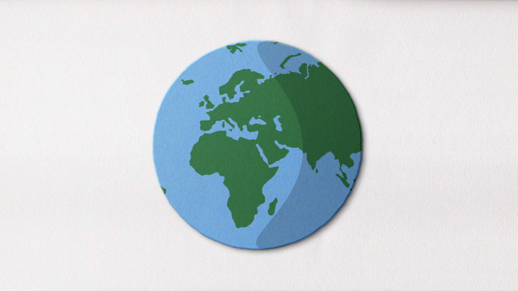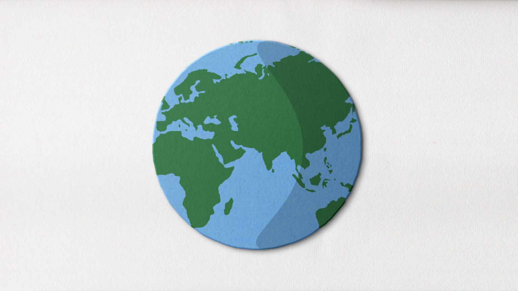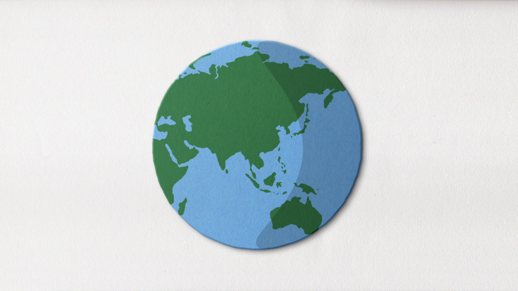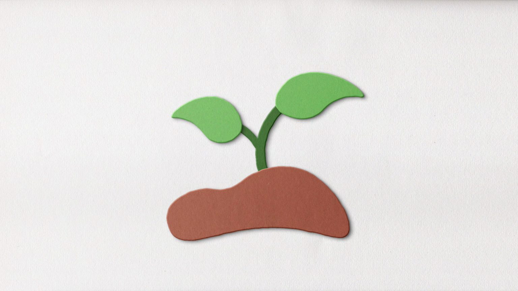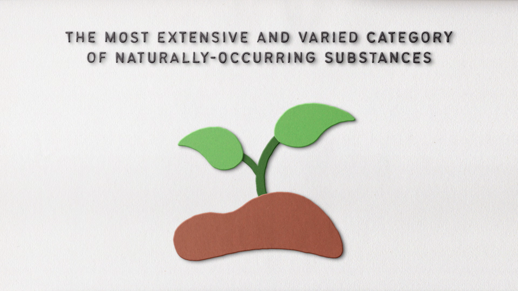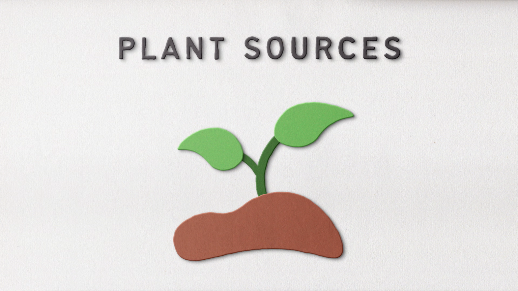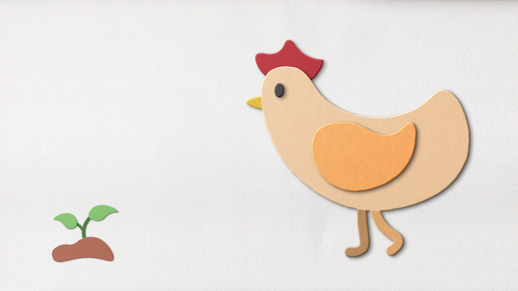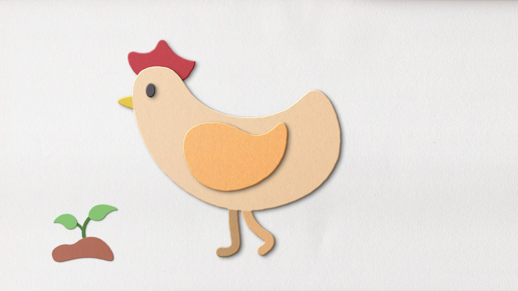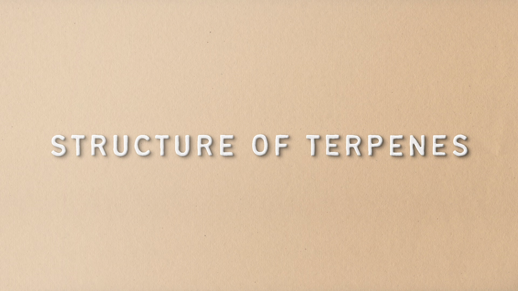But here's the twist. Terpenes are not just about making the world smell amazing. They play some vital roles in the biological world too. Terpenes represent the most extensive and varied category of naturally occurring substances. While they are predominantly associated with plant sources, certain more expensive terpene categories like sterols and squalene can be found in animals. Let's start our journey by taking a closer look at the structure of terpenes.